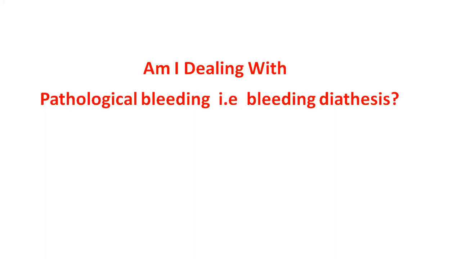So how many of you agree this is pathological bleeding? Or are you still believing it is a physiological bleeding when you do Monospot or some rhinosinusitis? It's pathological. So everyone thinks it's pathological. How many of you agree it is a bleeding diathesis? Is it a problem related to bleeding, or is it simply some anatomical cause which is causing bleeding?